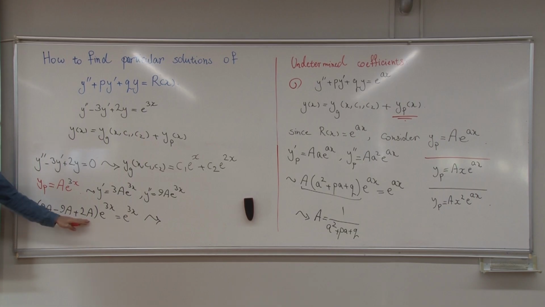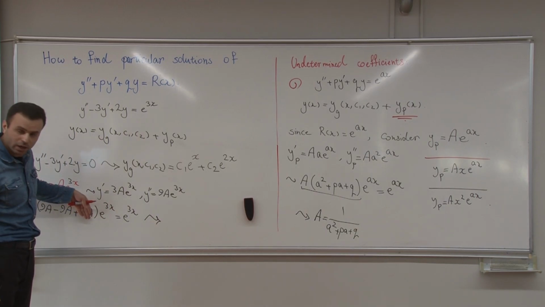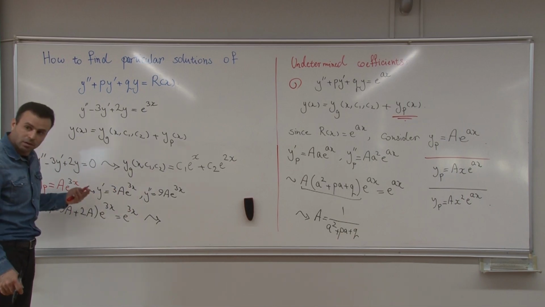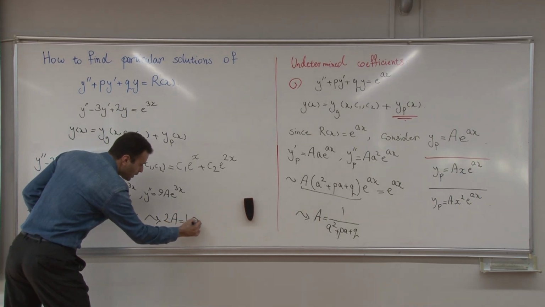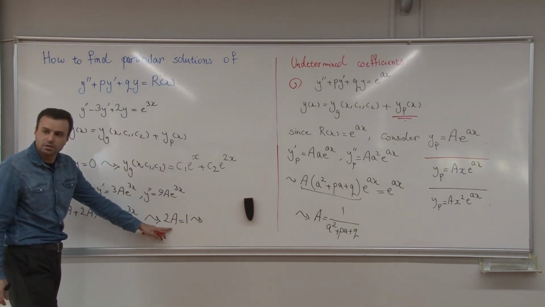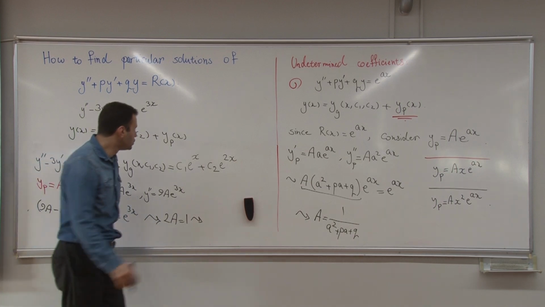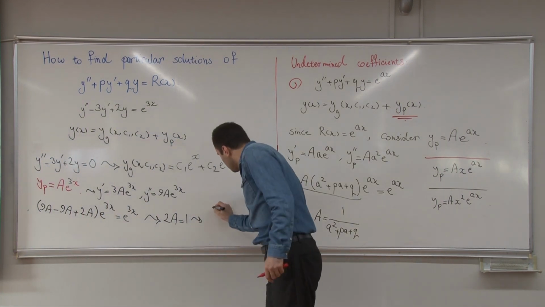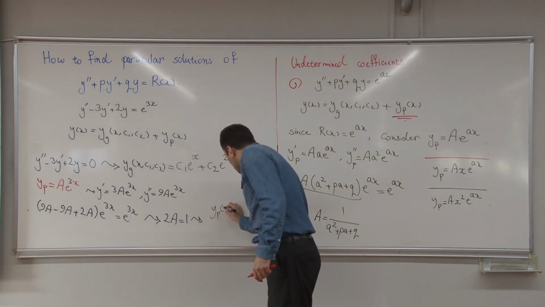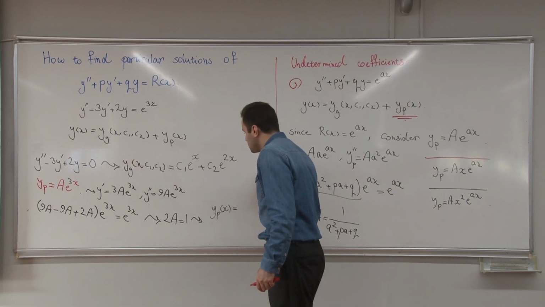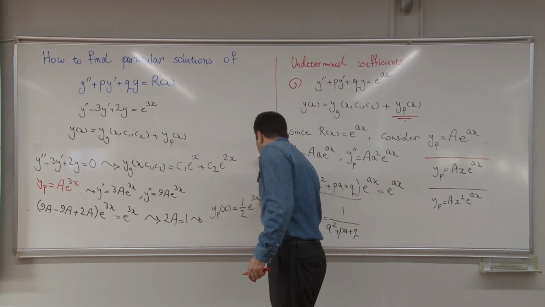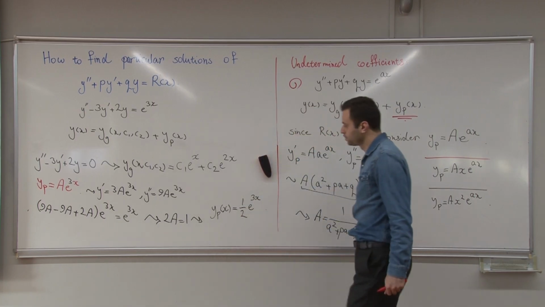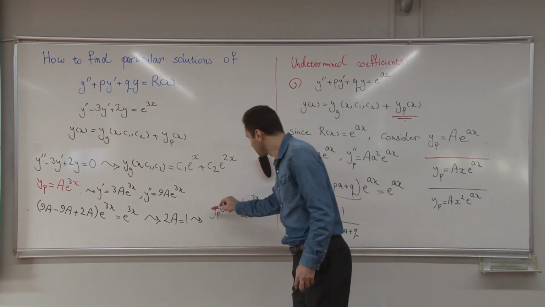Next simplification. 2a is equal to 1, right? The coefficient of e to the power of 3x is 2a. The coefficient is 1. 2a is equal to 1. From here, what is our capital A? 1 divided by 2. So, from here, what is our particular solution? It is 1 over 2 e to the power of 3x. Okay?